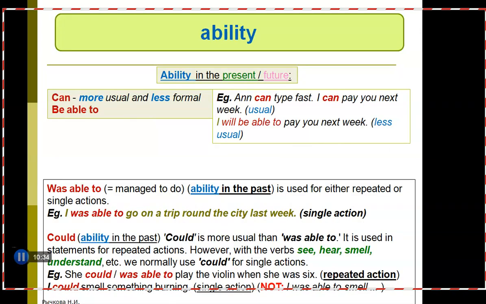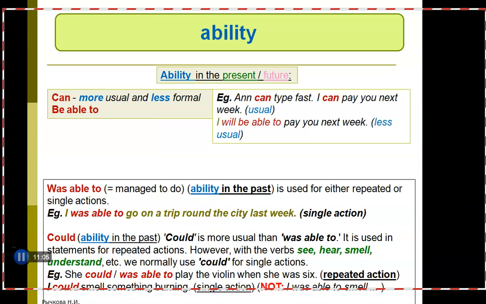Ability in the present and future. Can, more usual and less formal, be able to. I can type fast. I can pay you next week. I will be able to pay you next week. Was able to: ability in the past, used for either repeated or single actions. I was able to go on a trip around the city last week.